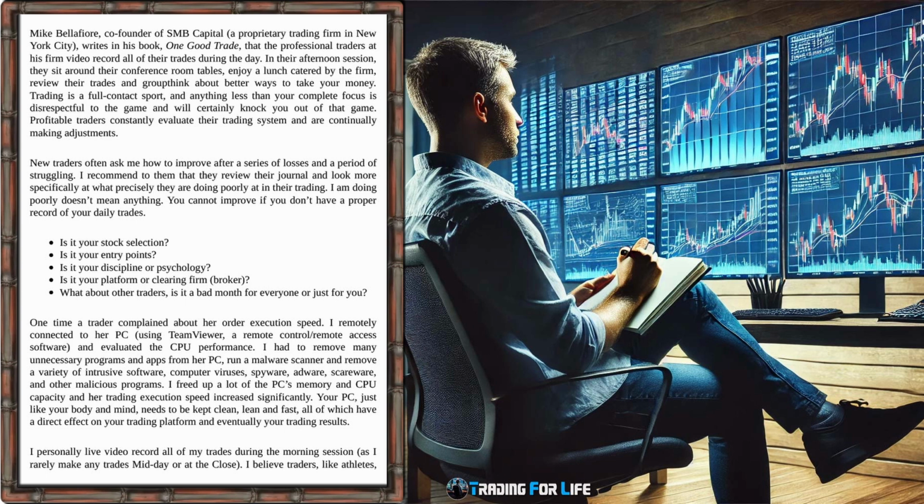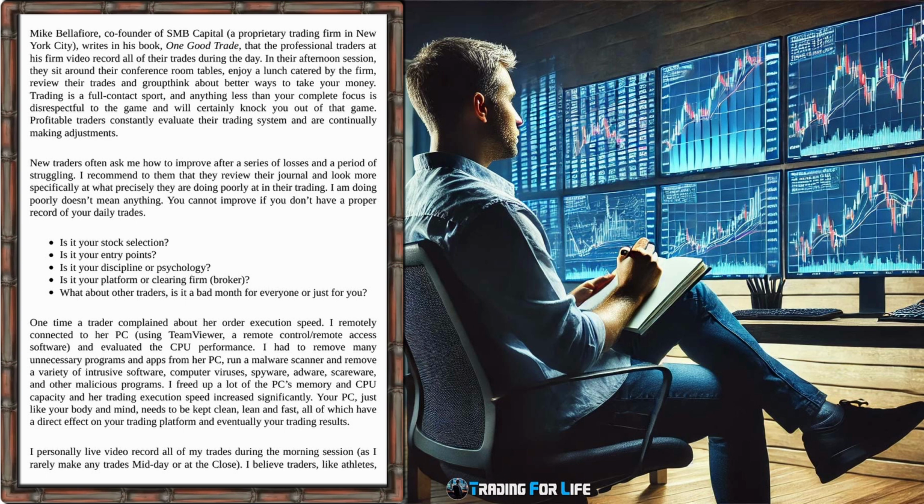New traders often ask me how to improve after a series of losses and a period of struggling. I recommend to them that they review their journal and look more specifically at what precisely they are doing poorly at in their trading. "I am doing poorly" doesn't mean anything. You cannot improve if you don't have a proper record of your daily trades. Is it your stock selection? Is it your entry points? Is it your discipline or psychology? Is it your platform or clearing firm, broker? What about other traders? Is it a bad month for everyone or just for you?